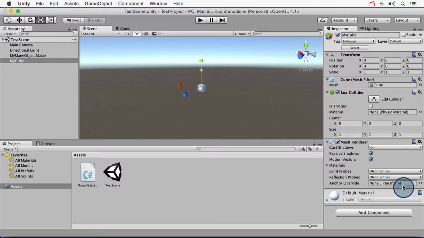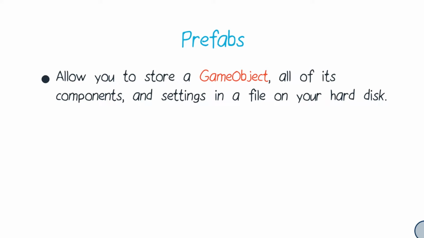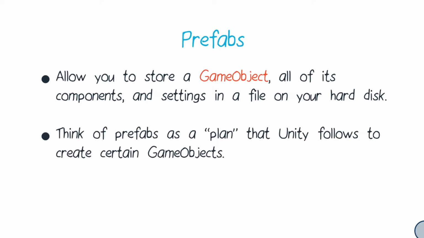Let's talk about prefabs. In Unity, prefabs allow you to store a game object and all of its components and its settings in a file on your hard disk. They're a great way to store and reuse your game objects across scenes. You can think of prefabs as examples for a game object. It's like a plan that Unity follows to create certain game objects.